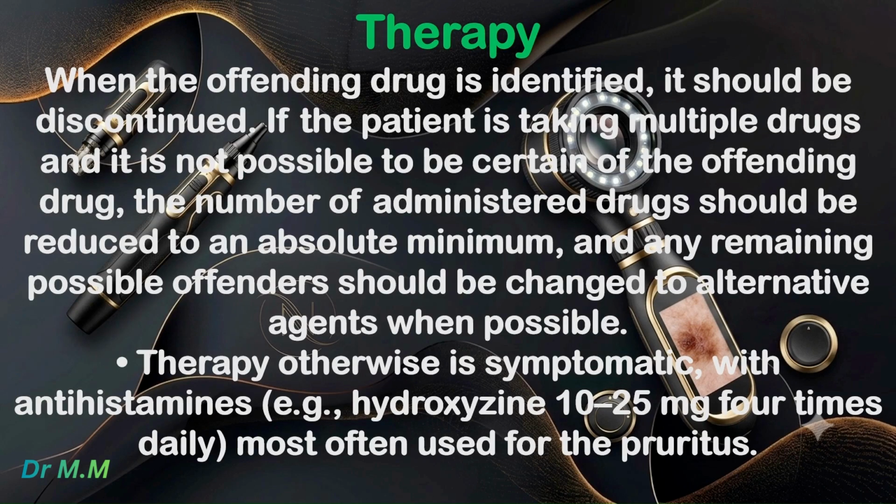Therapy. When the offending drug is identified, it should be discontinued. If the patient is taking multiple drugs and it is not possible to be certain of the offending drug, the number of administered drugs should be reduced to an absolute minimum, and any remaining possible offenders should be changed to alternative agents when possible. Therapy otherwise is symptomatic, with antihistamines, e.g., hydroxyzine 10 to 25 mg 4 times daily, most often used for the pruritus.